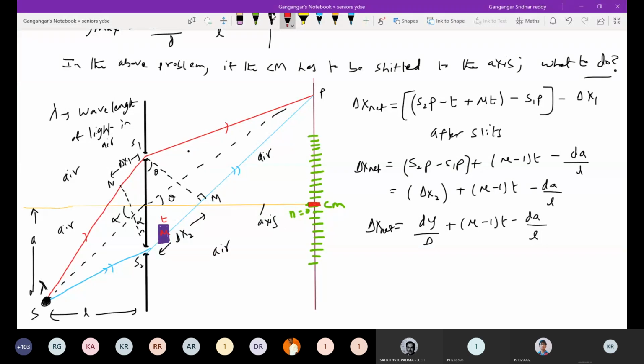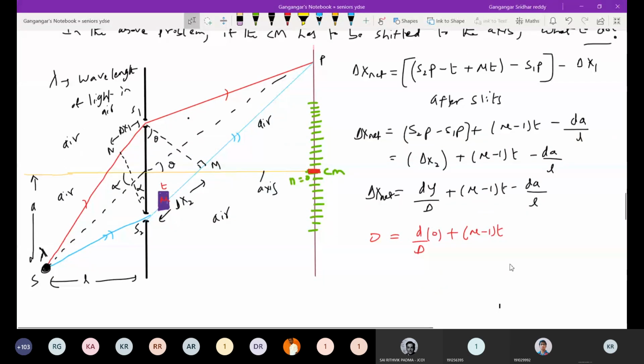And what is delta x net? At central maxima, what will happen to the net path difference of the rays arriving there? It should be 0, no? So I'm going to write this as 0, d by capital D times y, this will be 0, plus mu minus 1 times t. So what is the thickness of the slab? T equals dA by L into 1 over mu minus 1. This should be the thickness of the slab.